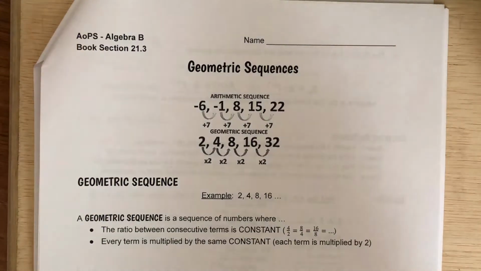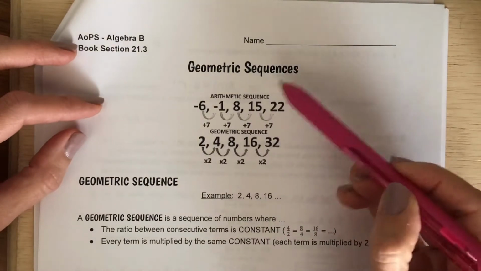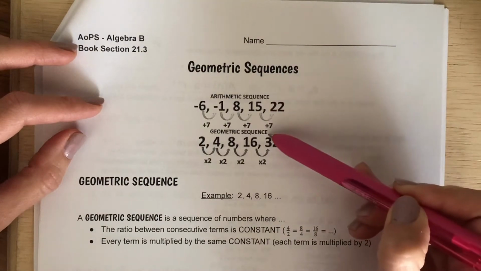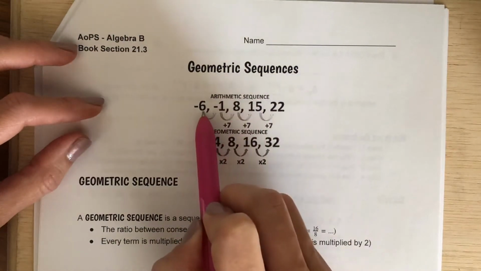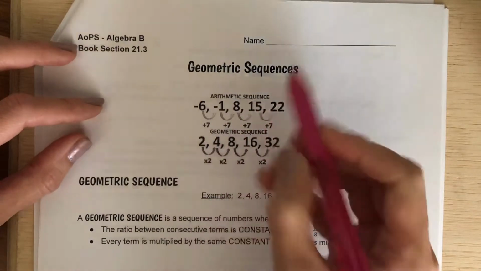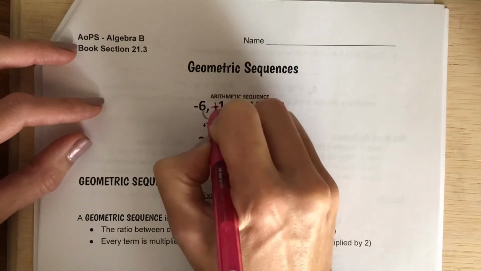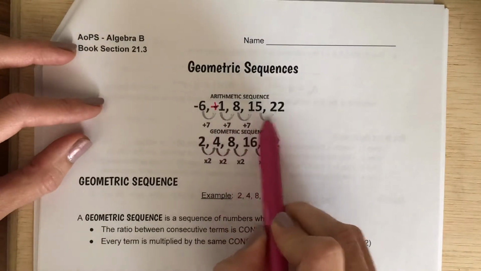Alright, let's delve into the world of geometric sequences. First, what is the difference between an arithmetic sequence and a geometric sequence? In an arithmetic sequence, each term is being increased or decreased by the same amount. Here's an example. This technically should be a positive one. I don't know why that's negative, but increased by the same constant.